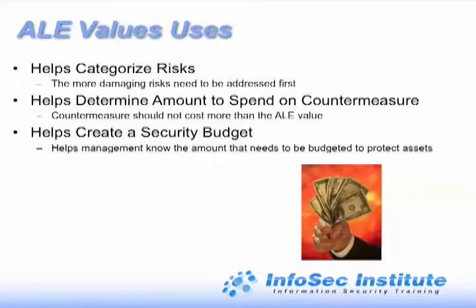Okay, ALE values used basically help categorize risk. The more damaging risks need to be addressed first. In a lot of scenarios they use 1 through 5, with 1 being the biggest risk or category 1, and the highest number being the lowest problem. The benefit of doing a 1 through 5 or 1 through 3 scale, so you can have low, medium, and high, is that, going back to it, if the server goes down, that's going to be a high risk.